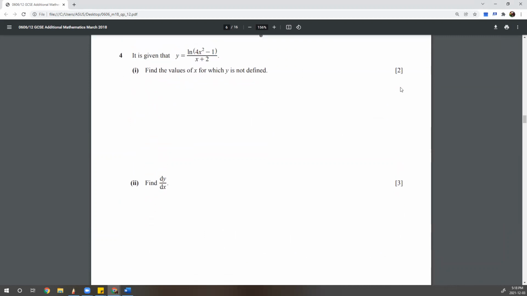Okay, let me explain about this. Find the values of x for which y is not defined. This is the property of the fraction. So we have y as a fraction, right? So y is not defined where something over 0. So when x plus 2 equals 0, right? This is what you need to know, because something over 0 is not defined. We have 0 over 5, which is 0. 0 over 3 is also 0.